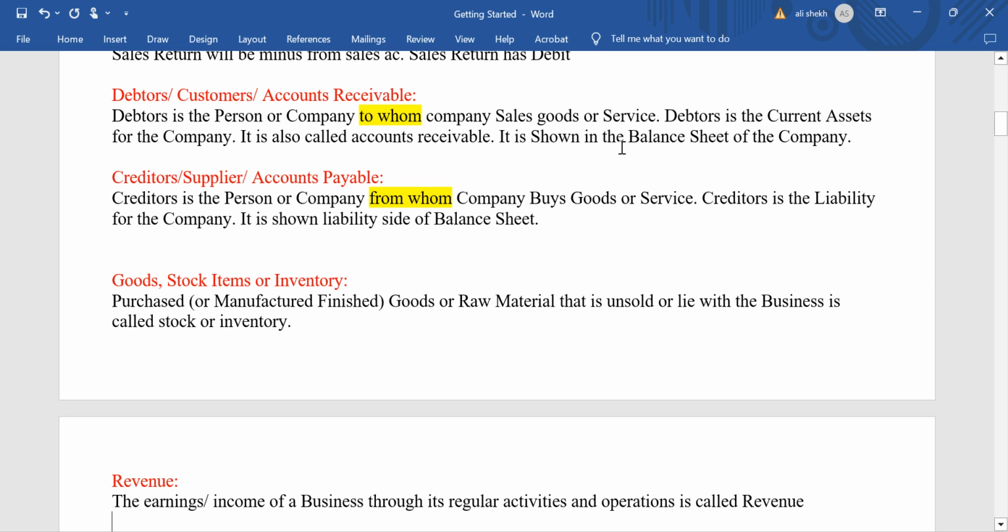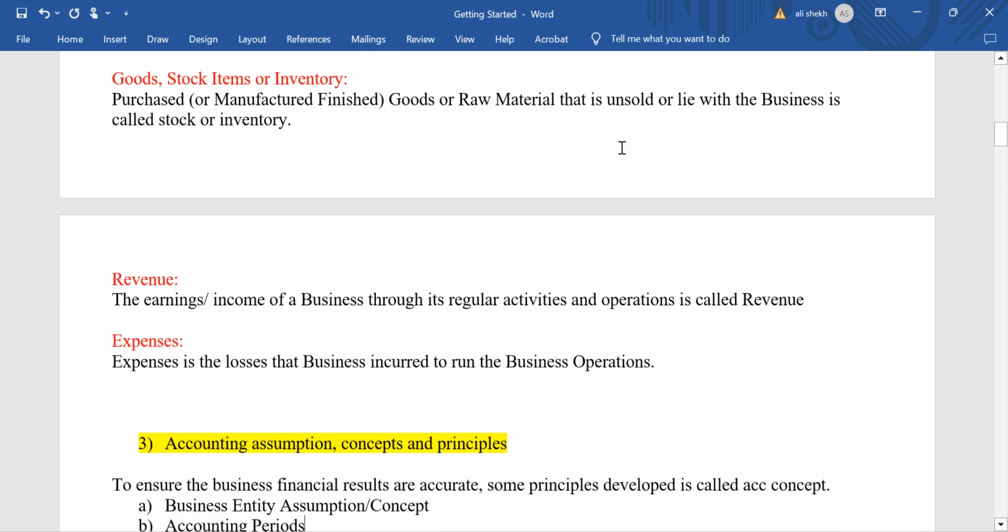What is goods, stock item or inventory? Purchased goods or material that is unsold or lying with the business is called stock or inventory. So goods, stock and inventory are one and the same. Stock can be purchased or it can be manufactured in the factory.